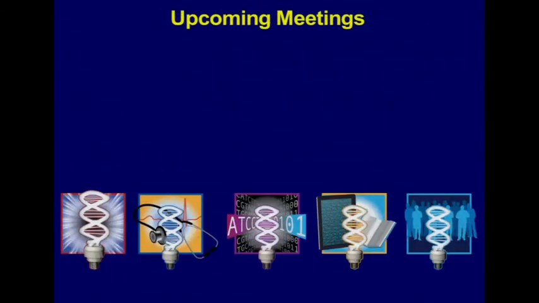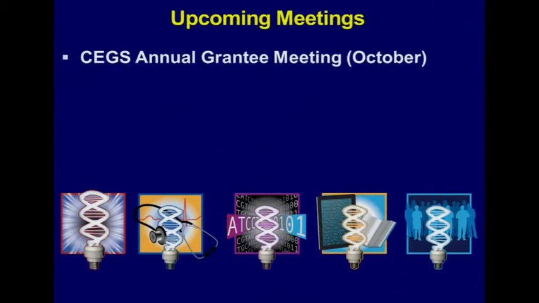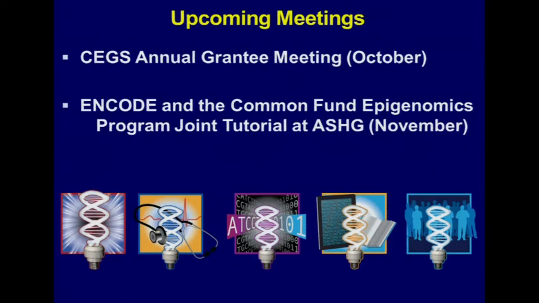Finally, some NHGRI meetings that I've not already mentioned include the SAGS Annual Grantee Meeting, which will be held at the University of North Carolina in October, and at the 2012 ASHG meeting, which I've already mentioned several times, ENCODE and the Common Fund Epigenomics Program will be holding a joint outreach tutorial on November 9th that aims to teach participants how to use their data resources to understand genetic variation and human disease.